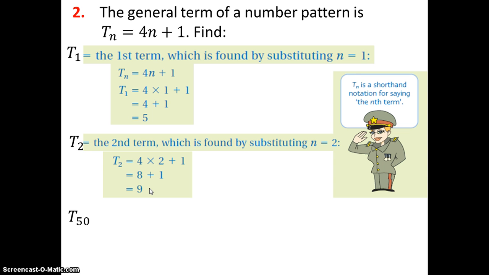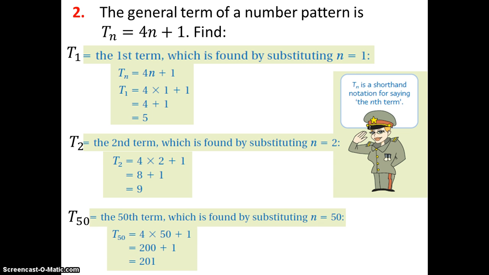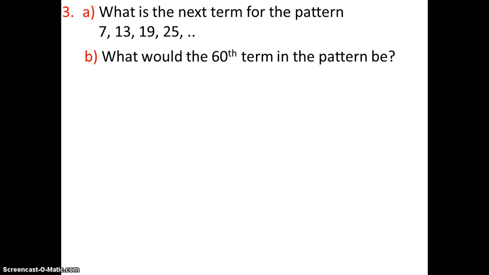If I wanted to find the 50th term, I just substitute in 50. So 4 times 50 is 200. 200 plus 1 is 201. So you can find whatever particular term in a number pattern that you would like just by substituting in the term that you want into the actual pattern's equation.